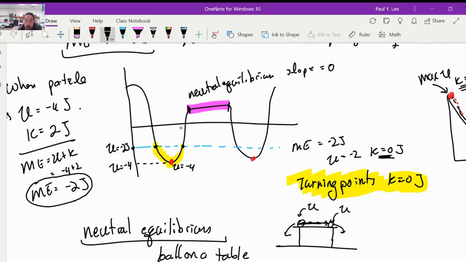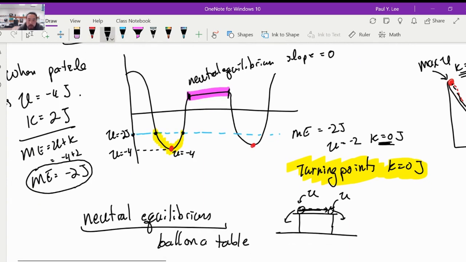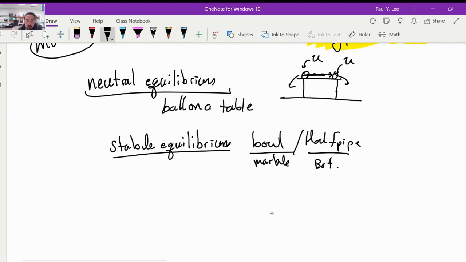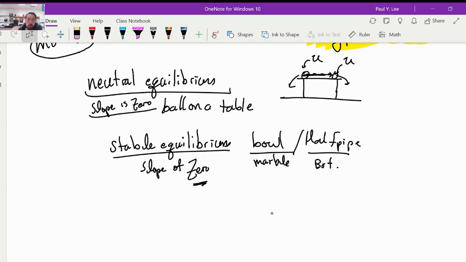So a couple important things. These two points, if I were to add to my notes, the stable equilibrium has a slope of 0. That's something that's coming up a lot. Even for neutral equilibrium, the slope is 0. That's because equilibrium means that everything is canceled out, and if your slope is 0, that means your force is also 0. Your net force is 0.